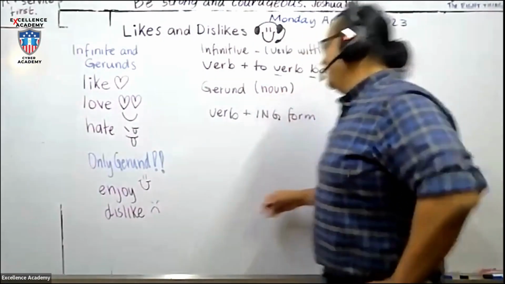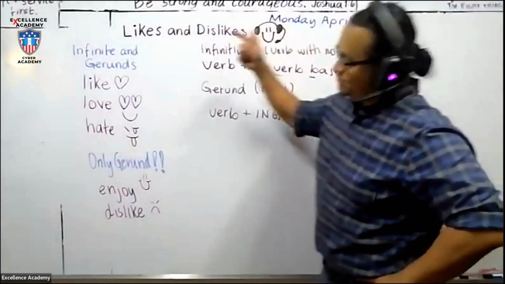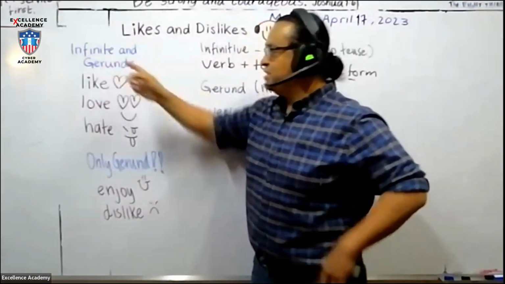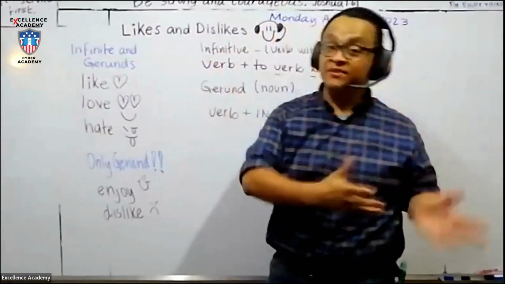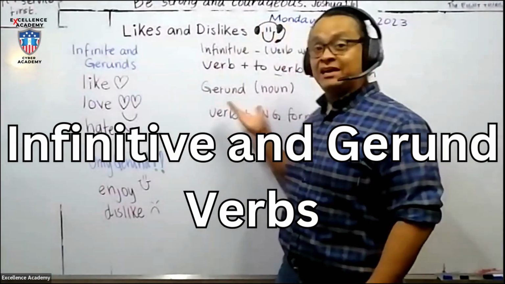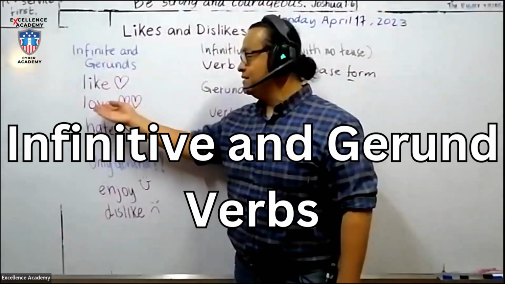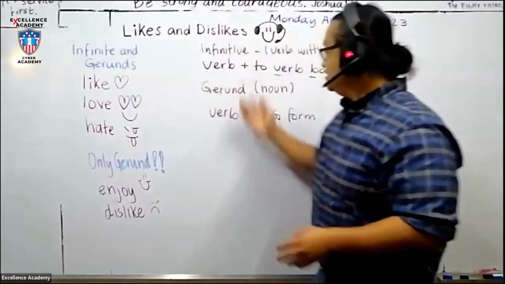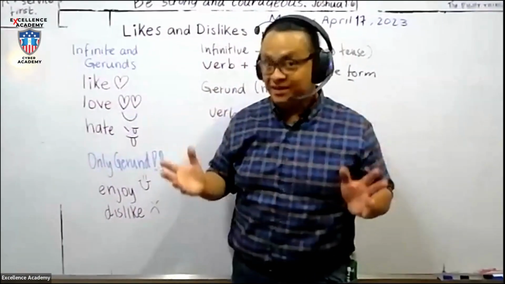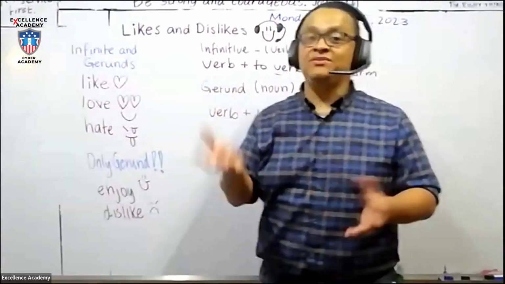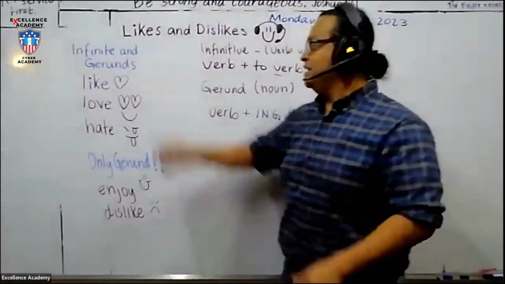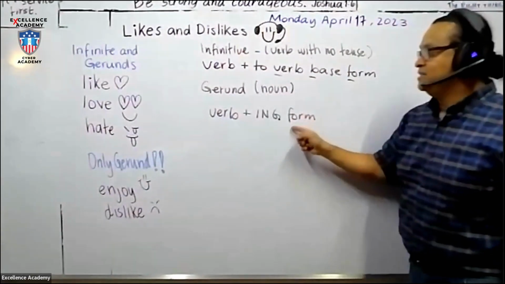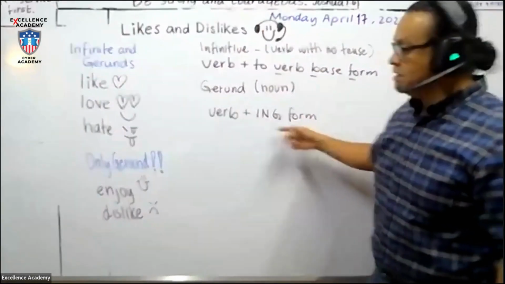Okay, good. Now let's take a look over here. This is going to be it. I need you to memorize this, learn it. So infinitive and gerund. You can use these verbs as an infinitive like this or as a gerund. Okay, you can use like, love, and hate as an infinitive or as a gerund. As long as you use this correctly, nobody's going to get angry. Okay, and the grammar police officers are not going to give you a ticket. So like, love, and hate, you're going to use them as an infinitive or as a gerund. Just make sure to use the correct structure.